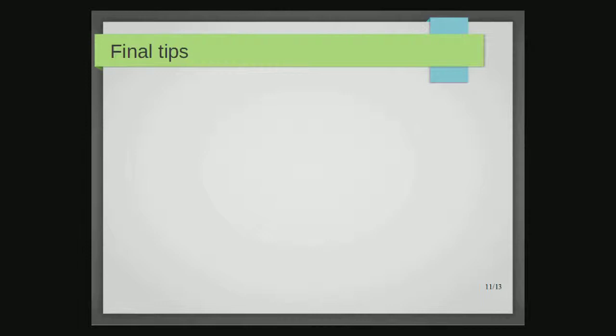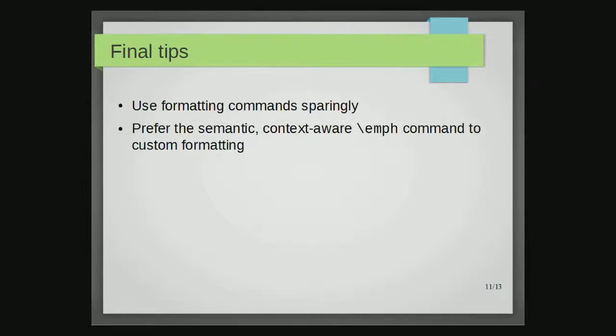As for final tips regarding font formatting, the first one is that you should use the formatting commands very sparingly. I have already said it, but it is very, very important that you keep it in mind. Formatting your text in many different ways may look pretty, but it is actually not. It makes your text not readable at all. So trust LaTeX and trust the people who wrote the style files for you. Also, whenever possible, prefer the use of the semantic, context-aware emph command instead of custom formatting. And that is because no matter what, if you use the emph command, your text will look right.